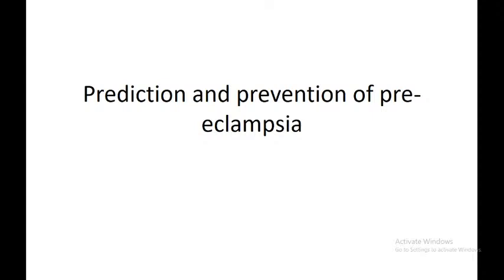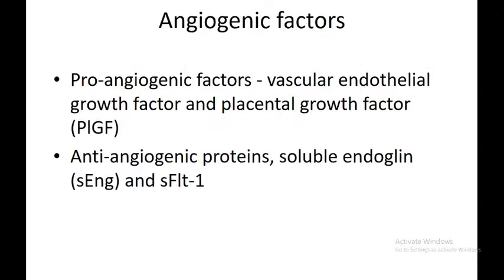So before we move on to the management part of preeclampsia, are there any predictive tests, or can this condition be prevented? Because we know a few of the risk markers for preeclampsia. So various angiogenic factors, like pro-angiogenic factors, mainly VEGF, the vascular endothelial growth factor, and the placental growth factor, and the anti-angiogenic proteins, the soluble endoglin and the sFlt-1. These are the angiogenic factors that usually feature in the development of preeclampsia.